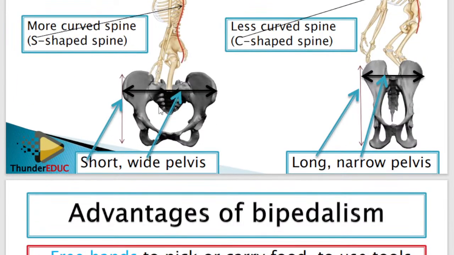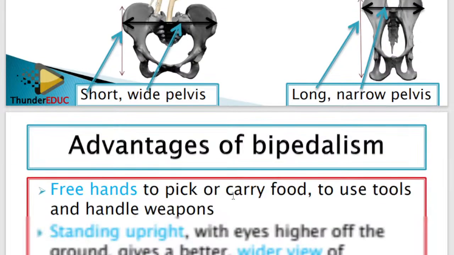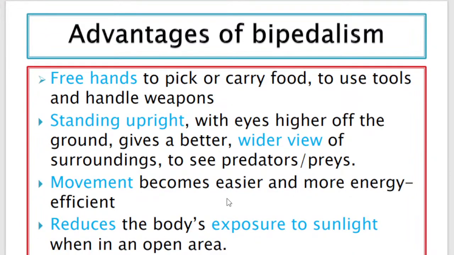Anyway, let's go to pelvic girdle. This pelvic girdle is big and wider. It's short and wider so that it can support the what? The upper weight. What about this one? This one is long and narrow. So if it is long and narrow, what is happening? It cannot support the upper weight that easily. Is there any advantage of bipedalism?